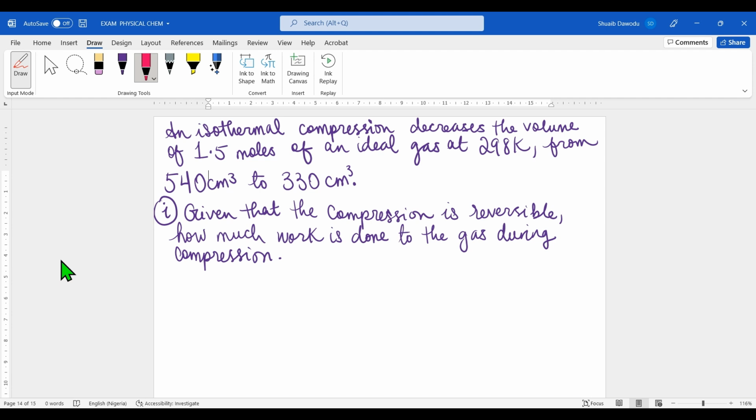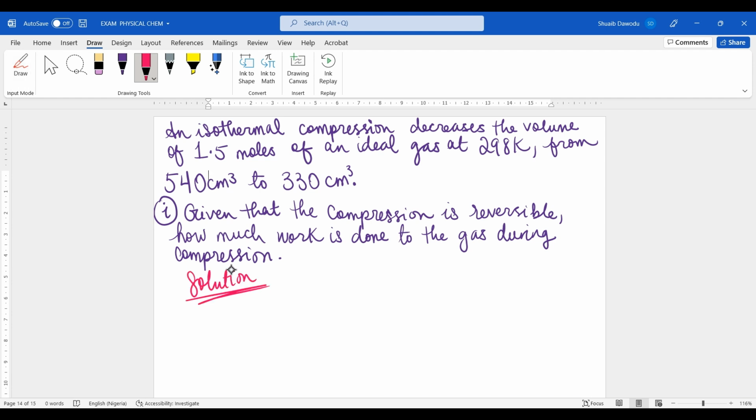So the question on the screen says, an isothermal compression decreases the volume of 1.5 moles of an ideal gas at 298 Kelvin from 540 centimeter cube to 330 centimeter cube. Given that the compression is reversible, how much work is done to the gas during compression?